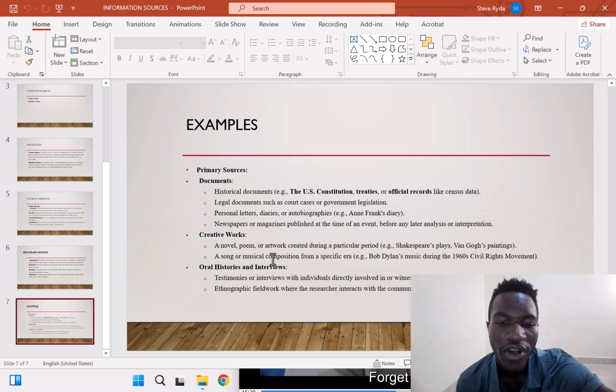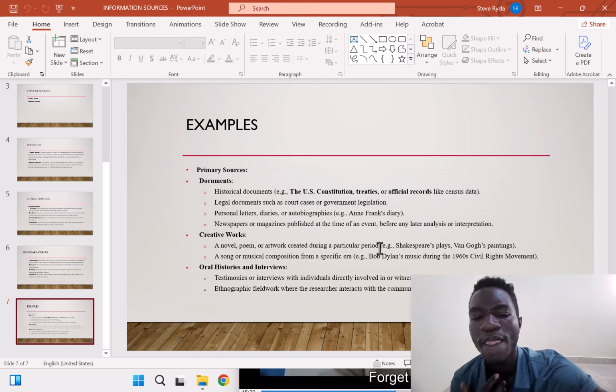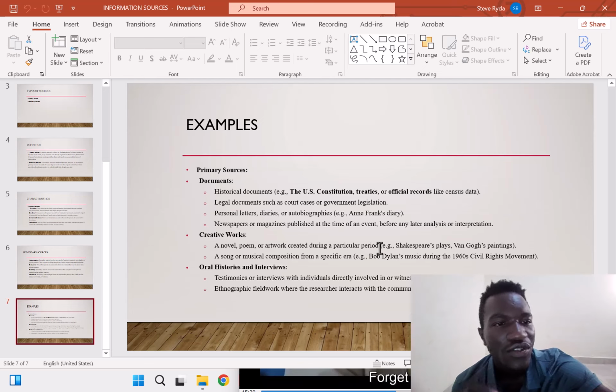So we have creative works. We have novels, poems, or artwork created during a particular period. For that format, we have novels and poems that were created after the slave trade, but they really reveal the primary source. So it is creative work. We have artwork created during a particular period. Let's say these statues, the Statue of Liberty in America. We have a statue of liberation in Uganda. We have many statues that are created for particular events. We have, e.g., Shakespeare's plays. We have Van Gogh's paintings, a song or musical composition from a specific era.